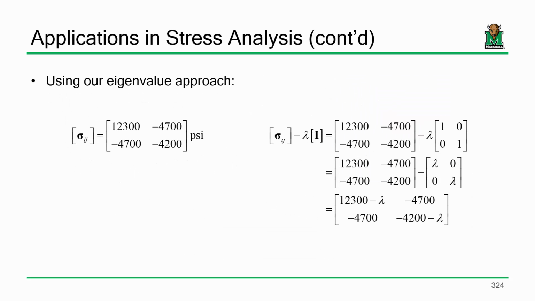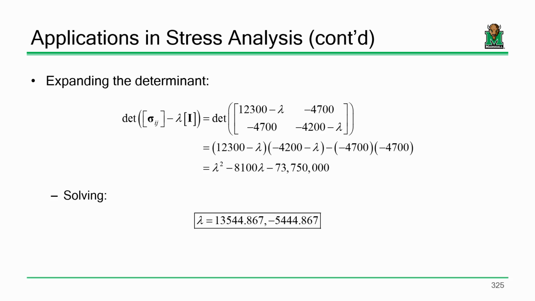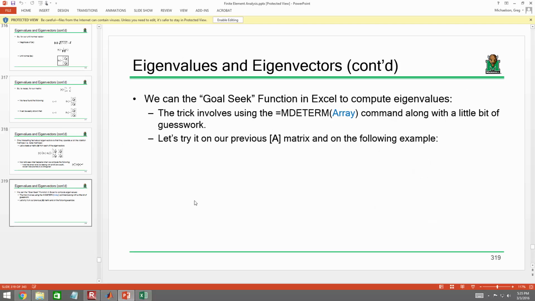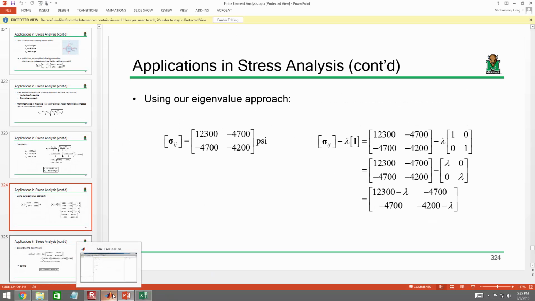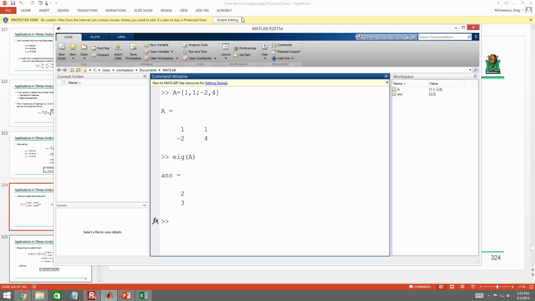Now, I also propose to you that there's another way we can do this problem. We can do it using an eigenvalue approach. 12,300, negative 4,700, negative 4,700, negative 4,200. Use an eigenvalue approach: take the determinant. I know that equation looks a little messy. In practical applications, we wouldn't do that. We would just do it in Excel, or we can do it in Matlab, however you want to do it. For the demonstration, it's probably quicker to do it in Matlab.